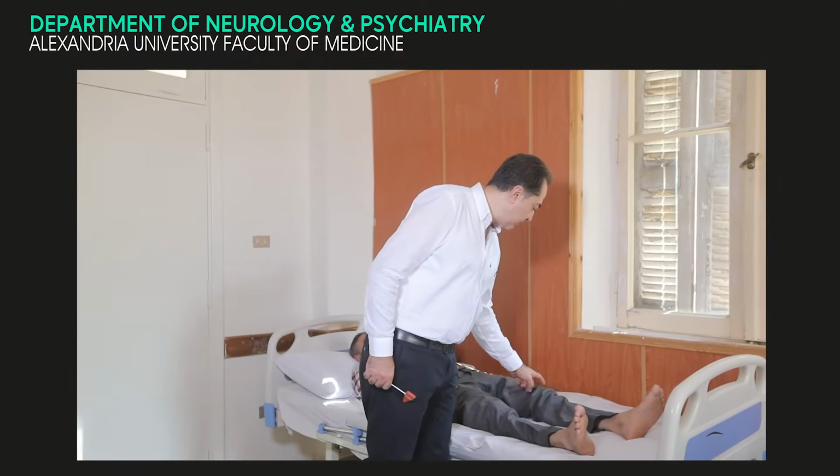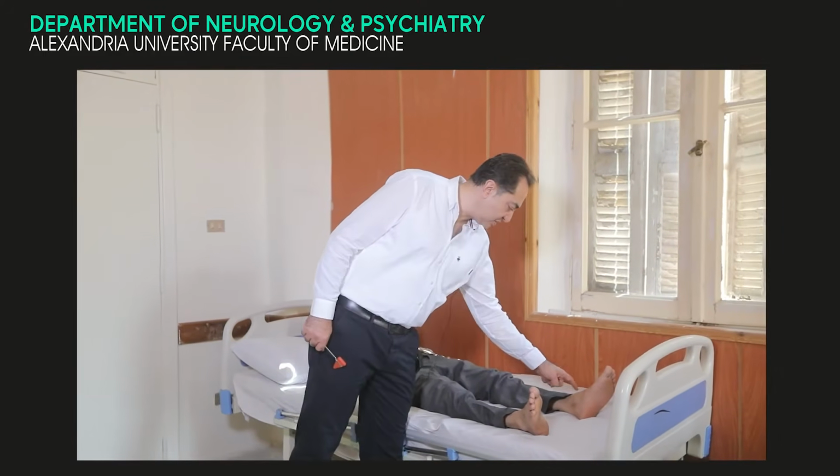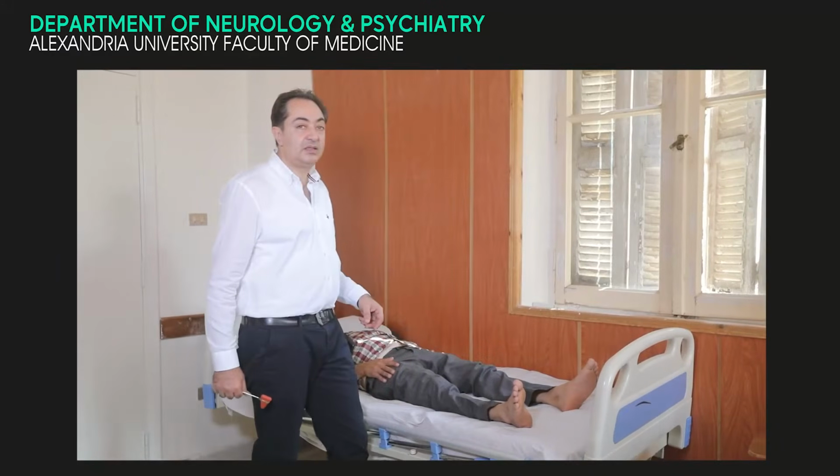This is how to examine coordination in the upper limbs. To examine coordination in the lower limb, we have the heel, knee, shin test. We get the heel on the knee and then on the shin of the tibia, and it is called the heel, knee, shin test.